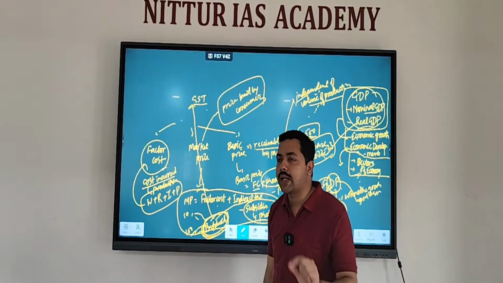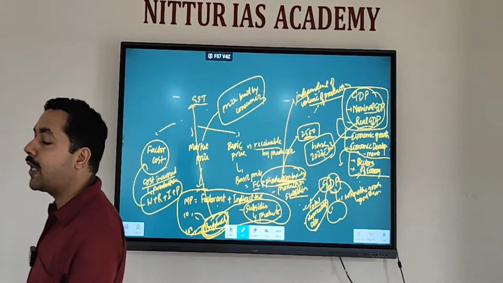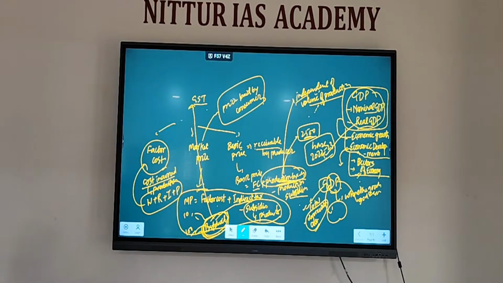So you write down examples of product taxes. First you write down product taxes. You were given production taxes yesterday, I think. Okay, product taxes are there. Product taxes.